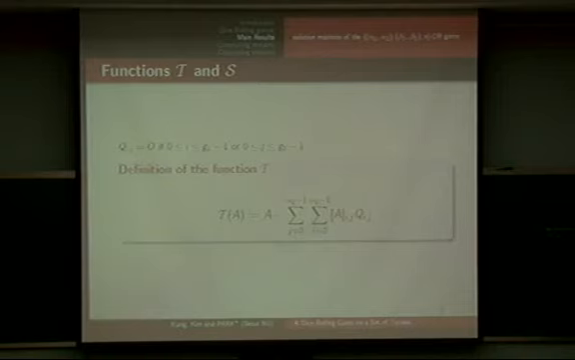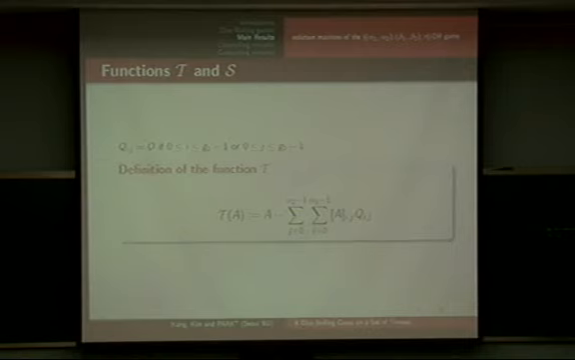Now we will define two kinds of function, T and S. There are many definitions, and this is the definition of function T. Functions T and S will play an important role in our main theorem. So this is the definition of T.